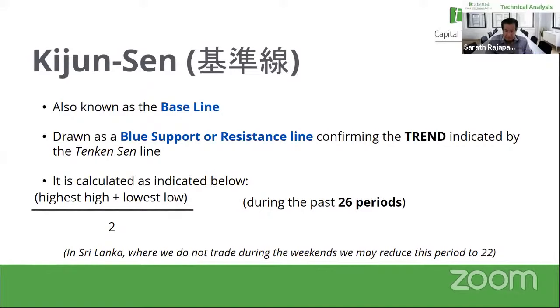In Sri Lanka, you can use 22 periods, because 26 is based on Saturday being a trading day in Japan. In Sri Lanka, we trade only 5 days a week, whereas the Japanese trade 6 days a week. Not only the Japanese, I think even the Chinese trade 6 days a week. Saturday is a holiday only in our countries.